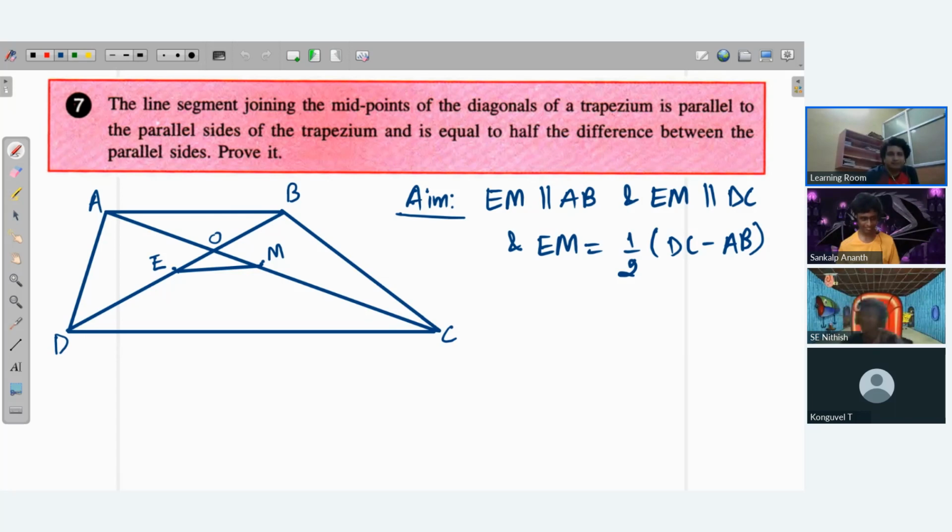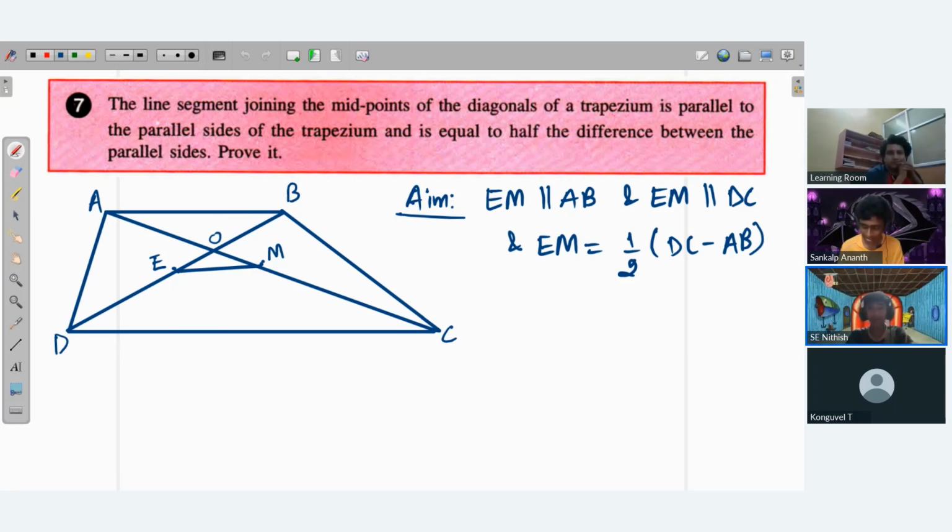Okay. Anybody else? No, sir, you can do it. Nitish, let's work together. Tell me how your thing works. I already proved EM is parallel to DC. How does your second one work? It's also parallel to AB because it's a trapezium. I know that. You found out the parallel thing. Yes, I did.